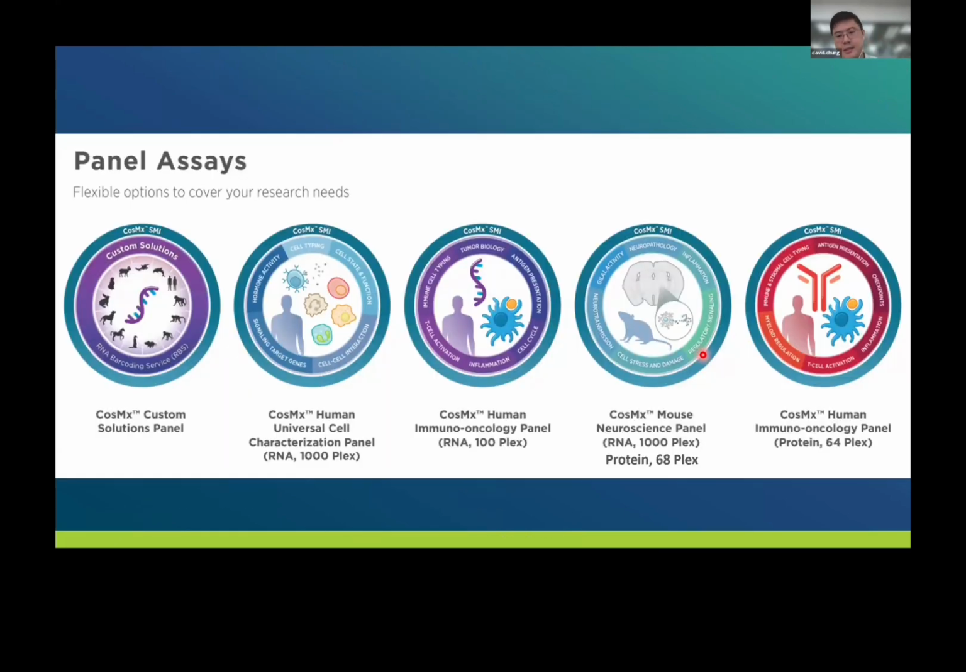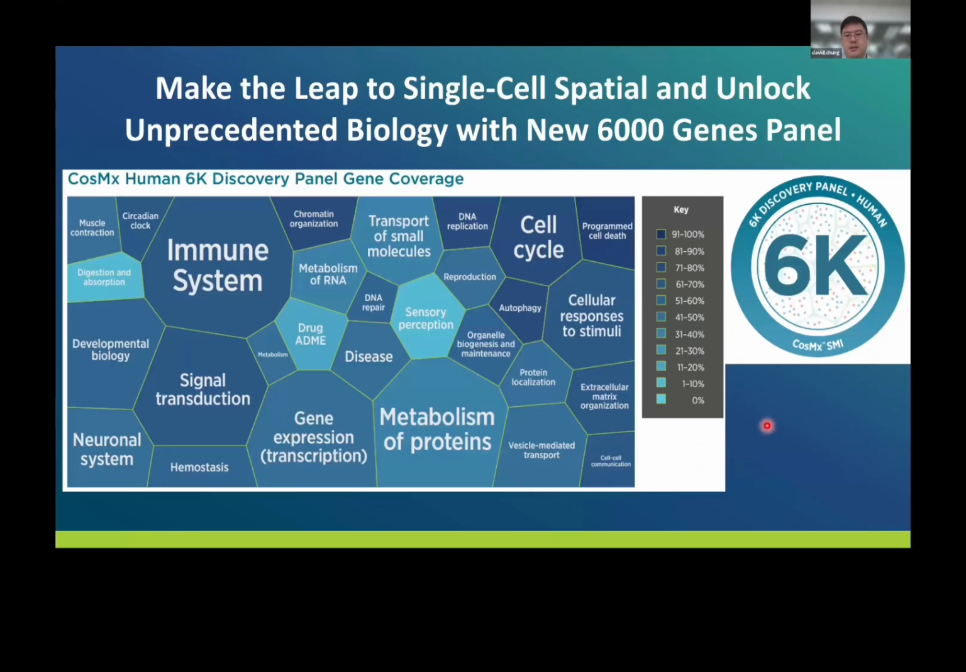So here are some of the panels that are currently offered by Nanostring in their catalog. They have RNA panels and protein panels for both human and mouse. Depending on your research focus, they also have specialized panels for that, for immuno-oncology and also for neuroscience. Eventually, they also came out with a new panel. It's a 6K discovery panel. So here is the coverage of the genes included in the panel. They are looking at a lot of different cell functions and different signaling pathways to give you further insight on your spatial data.